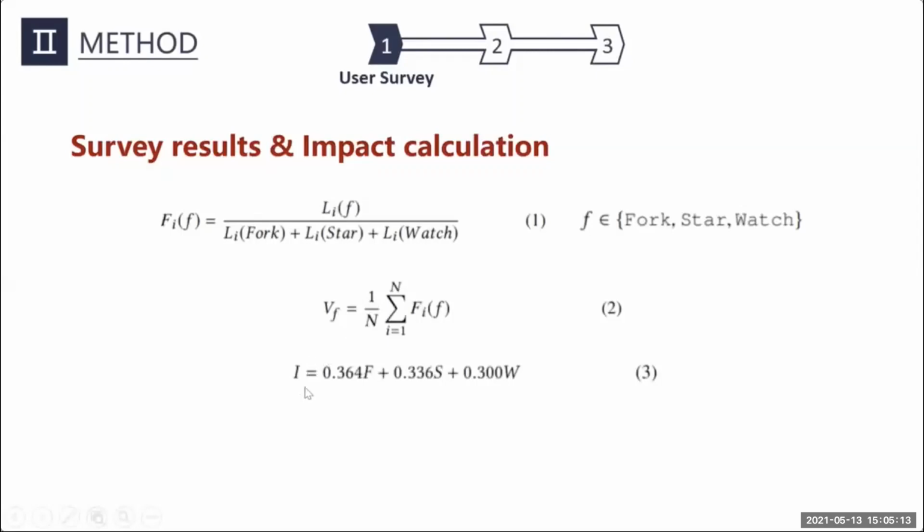Here I indicates the impact of a given project, and here F, S, W represent the number of forks, number of stars, and number of watches for this project. And here 0.364, 0.306, and 0.3 are the weightages for each of the factors, calculated based on formula 2. So this formula 3 gives us a formal, quantitative way to calculate the impact of projects, where the weights were calculated based on the survey results that we have collected.